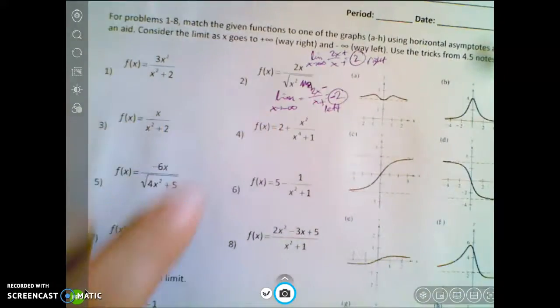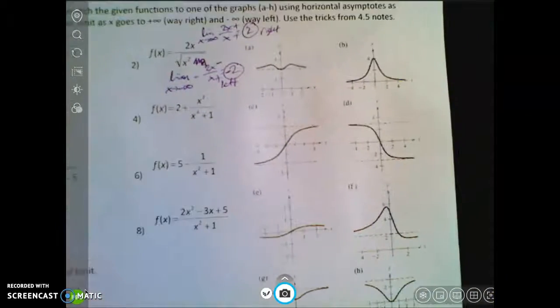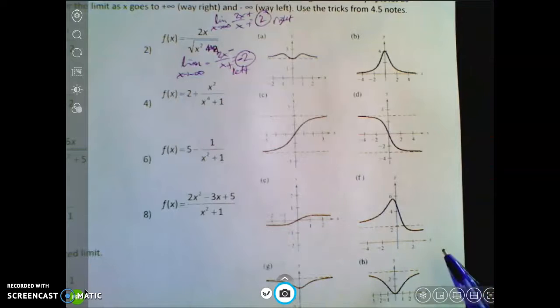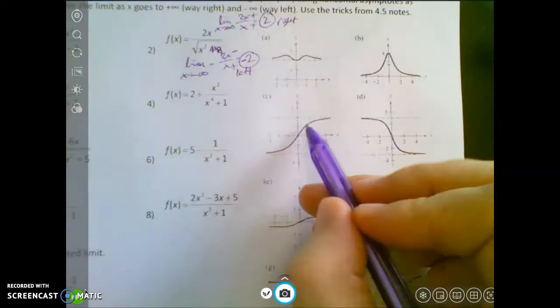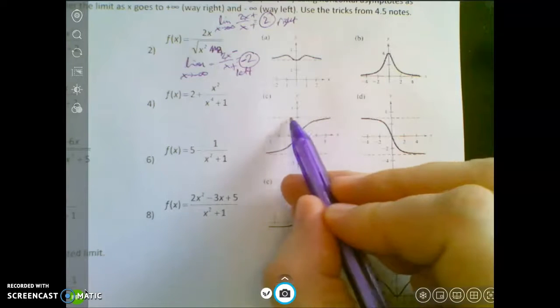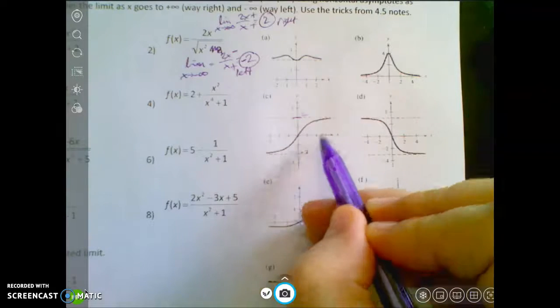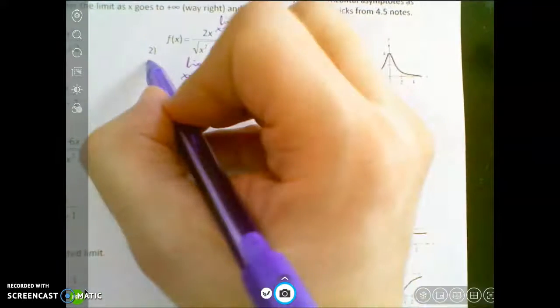So I'm looking for a graph in this picture. As I go to the right, it approaches a y value of 2. As I go to the left, it approaches a y value of negative 2. Okay. There's only one of these. See this one? As I go right, it approaches a y value of 2. As I go left, a negative 2. So C is my answer for 2.